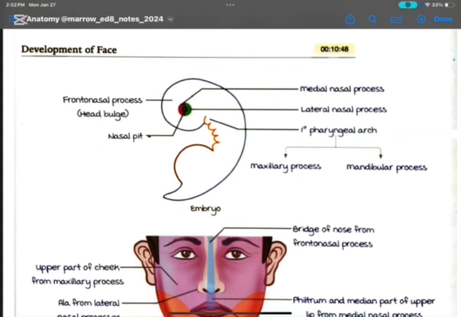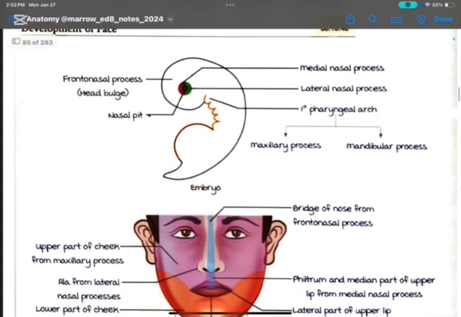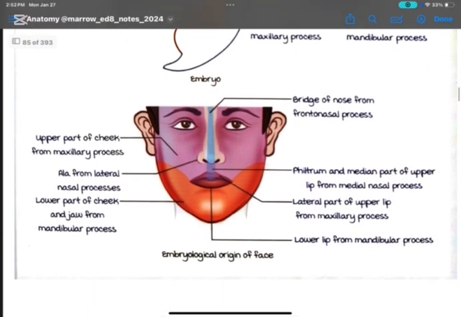Development of face. Frontonasal process, head bulge, nasal pit, medial nasal process, lateral nasal process, first pharyngeal arch, divided into maxillary process and mandibular process. This is the embryo. Embryological origin of face.